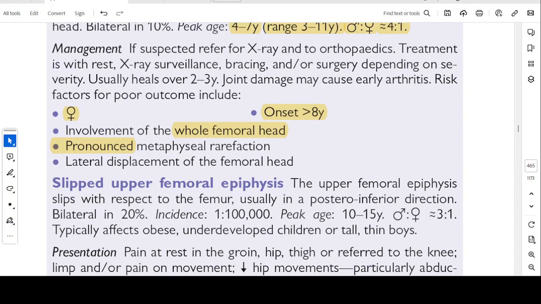Slipped upper femoral epiphysis. The upper femoral epiphysis slips with respect to the femur, usually in the posterior inferior direction, bilateral in 20% of the cases. Incidence is 1 in 1 lakh. Peak age is 10 to 15 years.